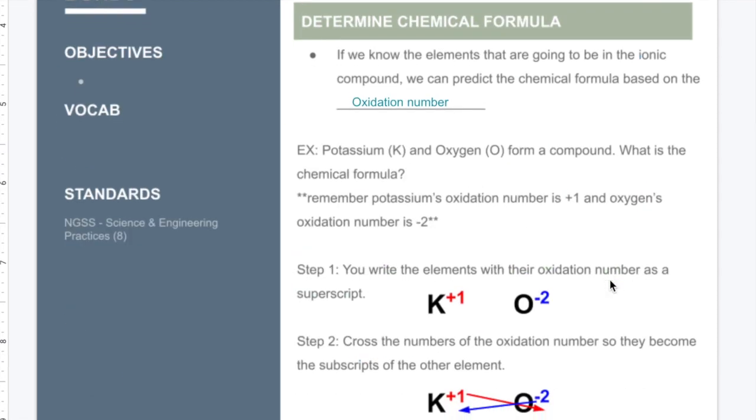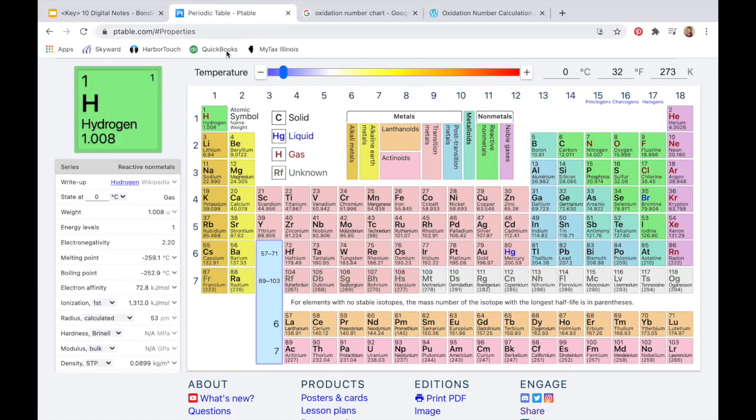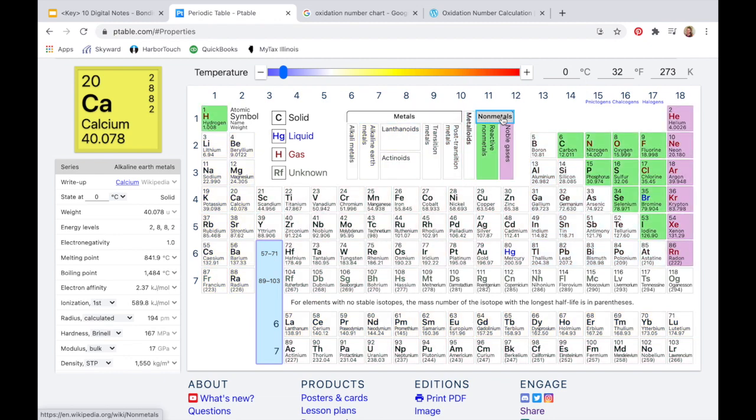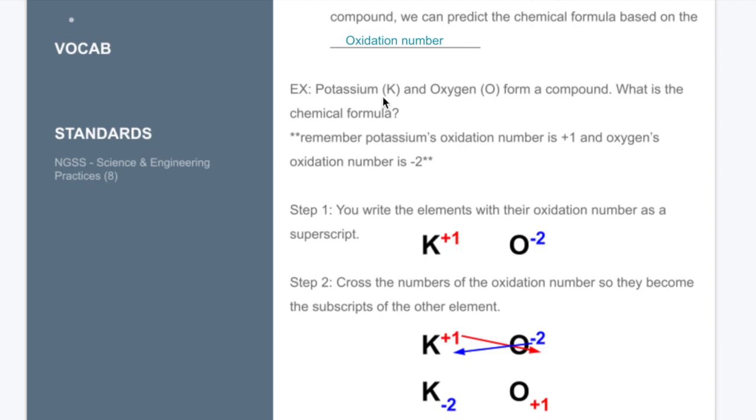So we can determine the chemical formula of an ionic compound if we know the elements that are going to be combined. First off, we know that one has to be a metal, one has to be a nonmetal, but we can predict the formula based on the oxidation number. So if we were going to chemically combine potassium and oxygen, if I look on the periodic table, potassium is in the metals, and then oxygen is in the nonmetals. We're going to figure out what the chemical formula is.